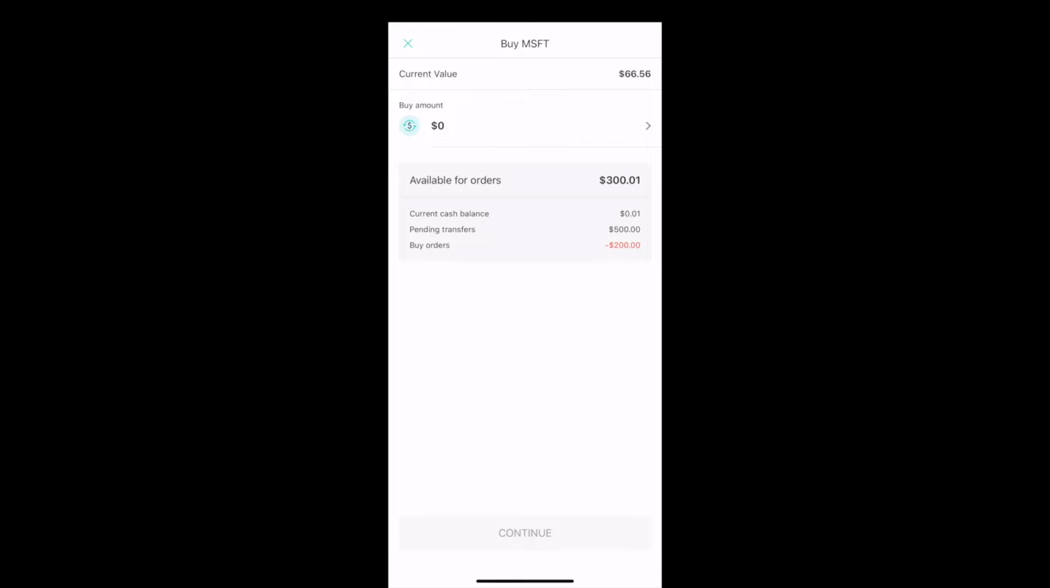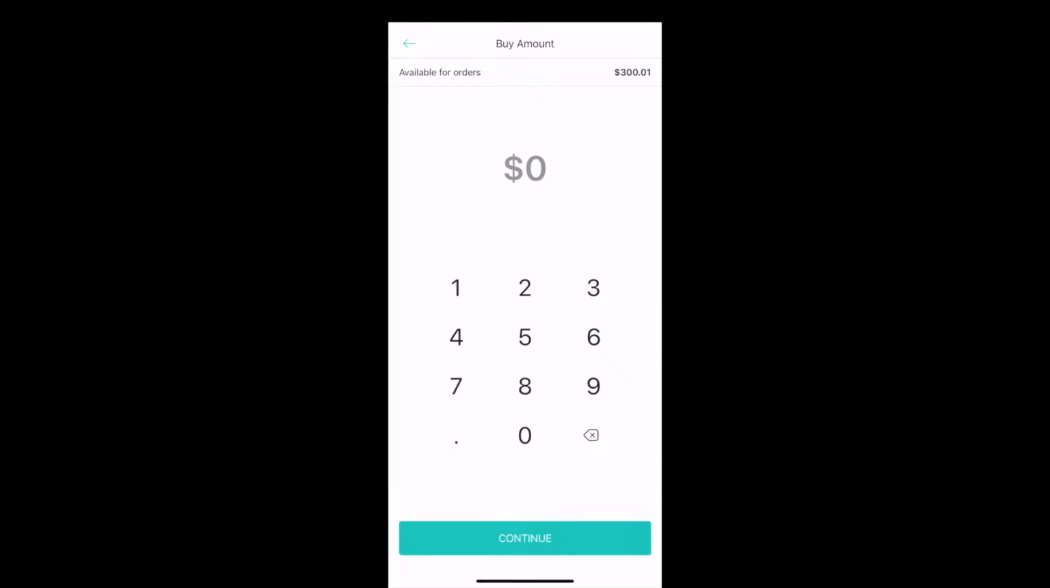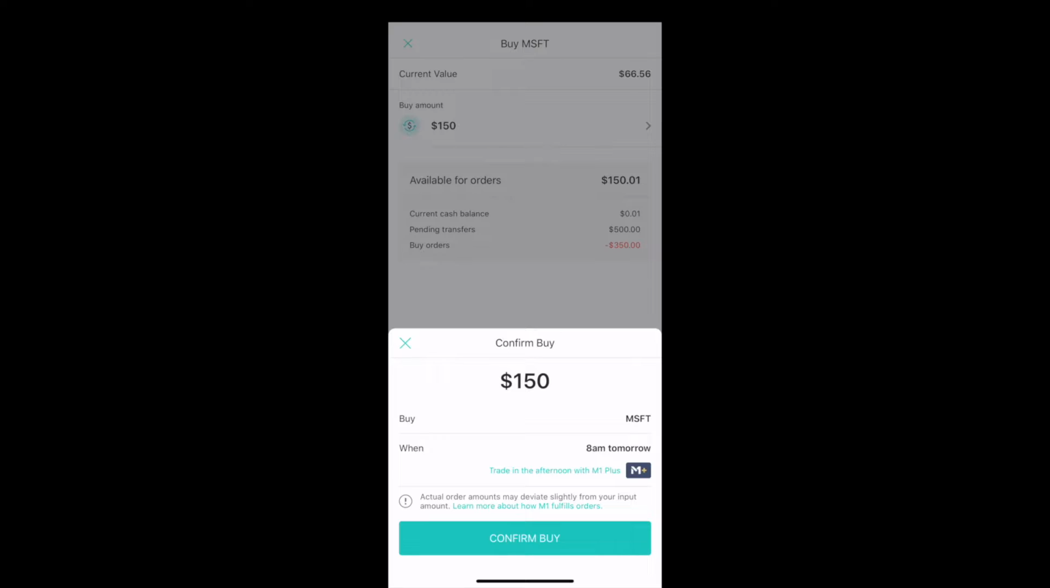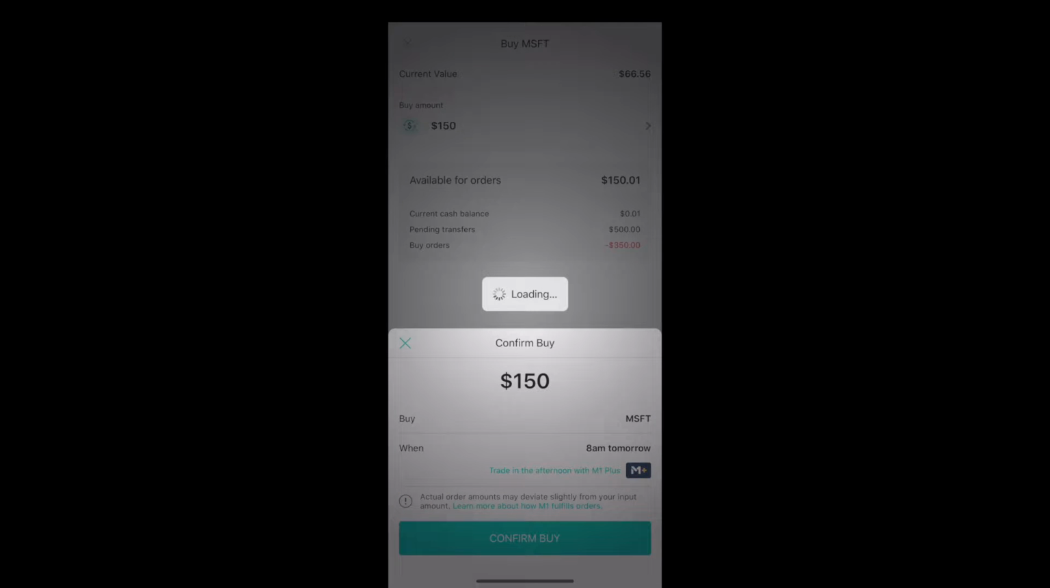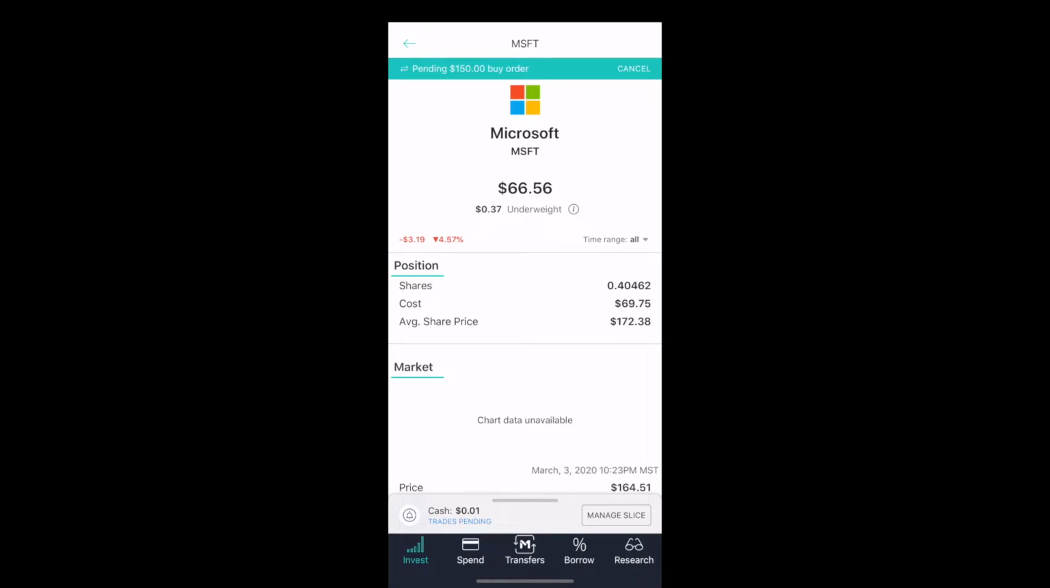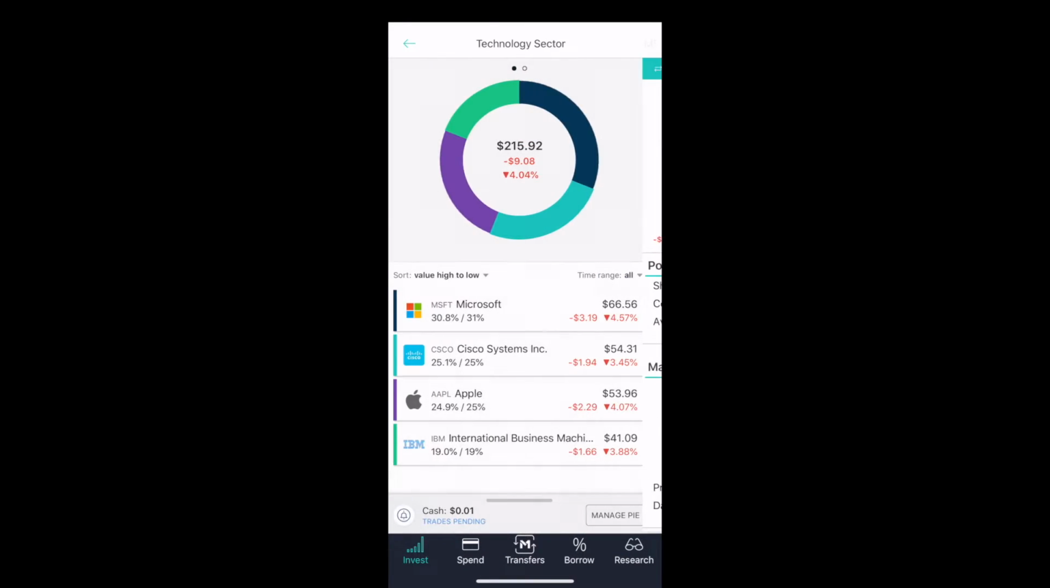So in this case, I already have the Microsoft stock and I'm adding more shares in my portfolio. So I'm buying more of Microsoft stocks in this case. So what you want to do is you go manage and click on buy, and then put the amount that you want to put in for that stock, and you want to continue and confirm the buy, and you're done.